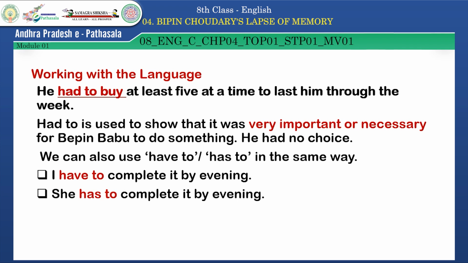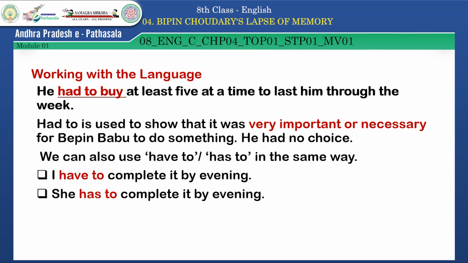He had to buy at least 5 at a time to last him through the week. In this sentence, had to buy is used to show that it was very important or necessary for Bipin Babu to do something. He had no choice. In that sense, we have used here had to. We can also use have to or has to in the same way.